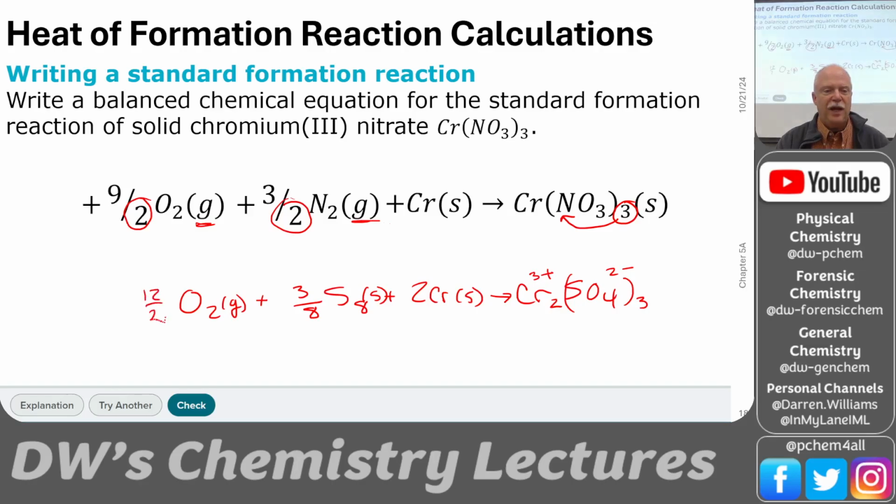If I did 12 halves, I could simplify that, right? 12 divided by 2 is 6. So I could scratch that out and put a 6 there. Does that make sense? So there we have formed the formation reaction for chromium sulfate. And these guys here have 0 enthalpy of formation. So if we did this reaction and measured the enthalpy of this reaction, these are set to 0. And so the enthalpy of this reaction would be the enthalpy of formation for this substance.